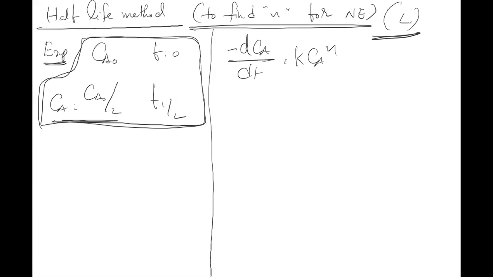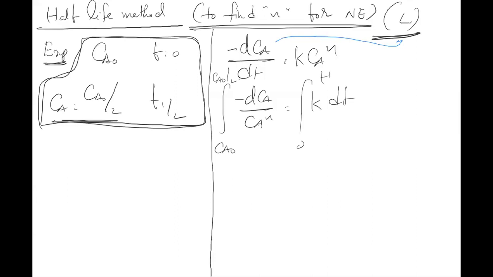That is why I have written, always be careful. Whenever you write minus dC by dt, you have to take it as a liquid phase reaction. Now, minus dCA by Ca power n is equal to K into dt. So I'll integrate it from Ca naught to Ca naught by 2, and time from 0 to t half. Can you integrate this and tell what is the expression?